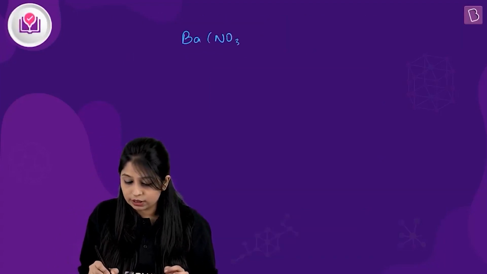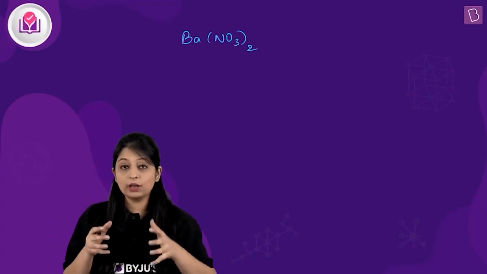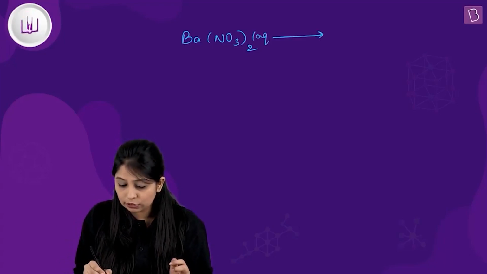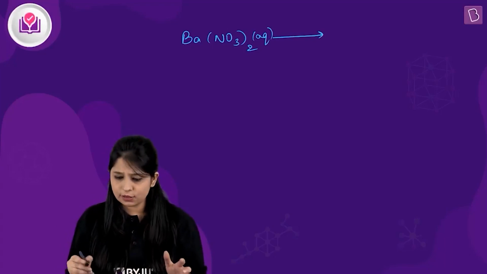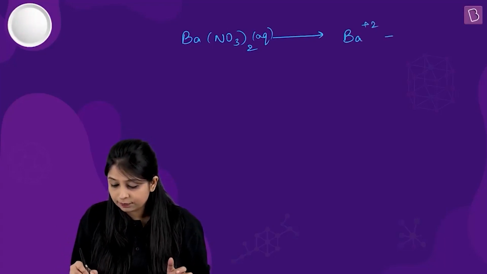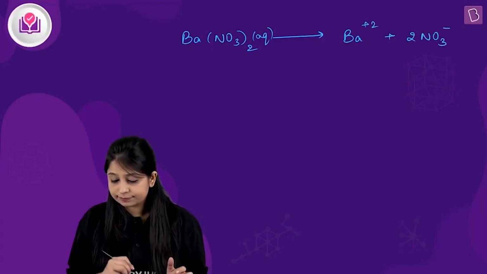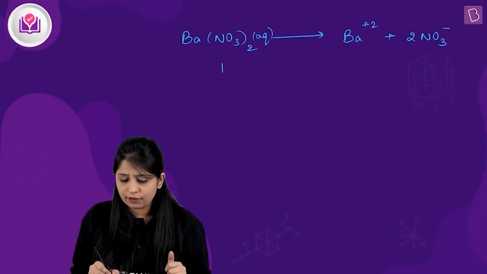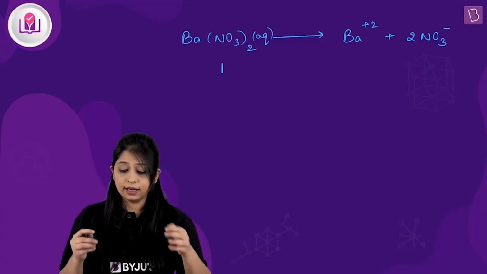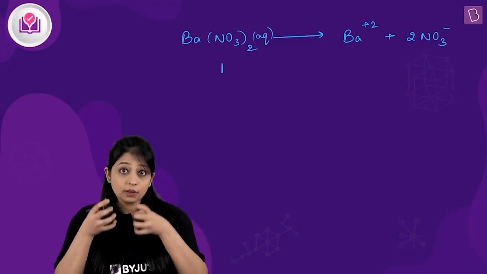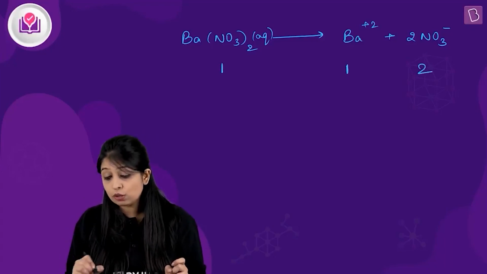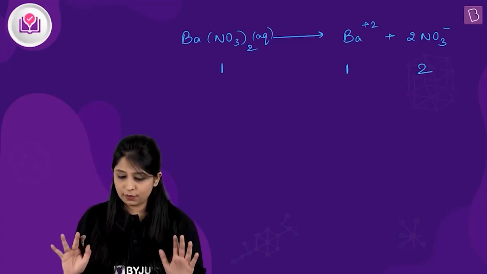Okay, so if we have barium nitrate, Ba(NO3) whole twice, right? If we have the salt and we put it in aqueous solution, what would happen? Well, in aqueous solution, barium nitrate will completely dissociate to give us barium ions plus nitrate ions, right? This is the balanced equation for this. Correct. So what do we know from this? We know that if we add 1 mole of barium nitrate in that aqueous solution, we'll get 1 mole of barium ions and we'll get 2 moles of nitrate ions.